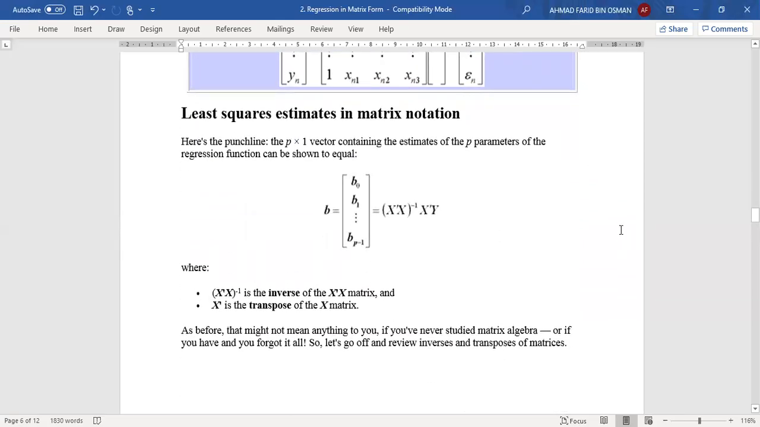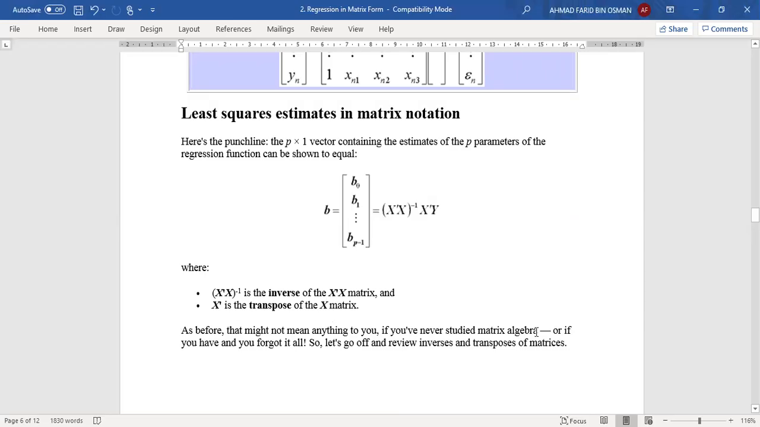All right, least squares estimate in matrix notation. In the first part of the lecture, I explained how we derive the formula. This formula can be used to estimate the regression parameters, the intercept as well as the slope parameters. Here, (X transpose X) inverse is the inverse of the X transpose X matrix, and X transpose is the transpose of the X matrix.